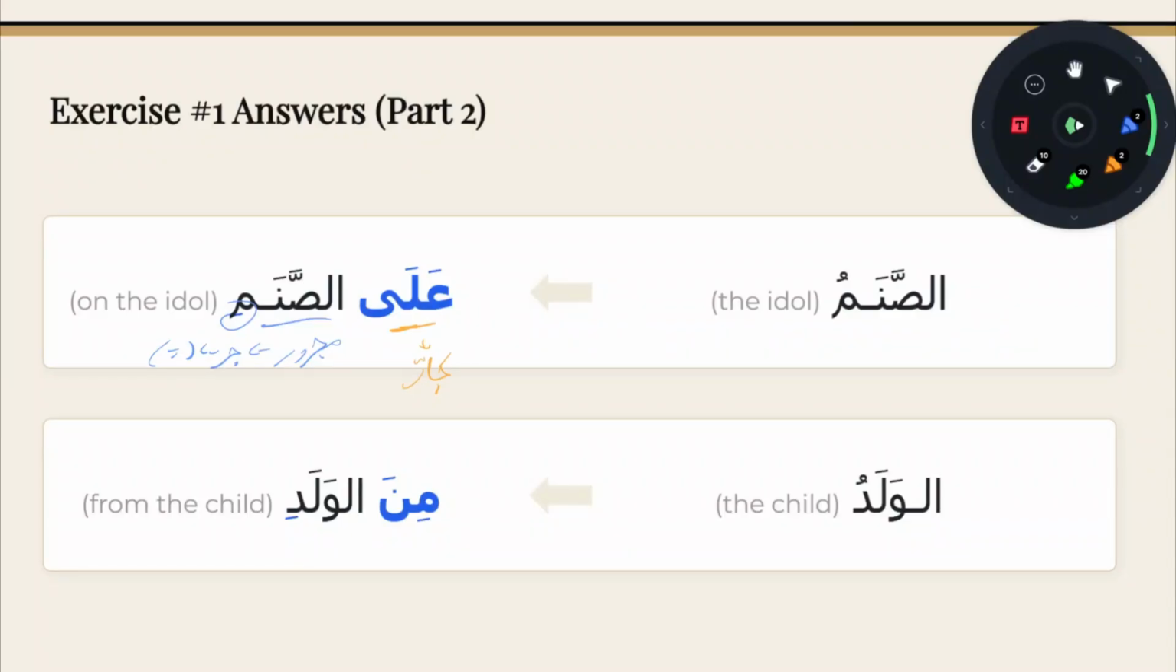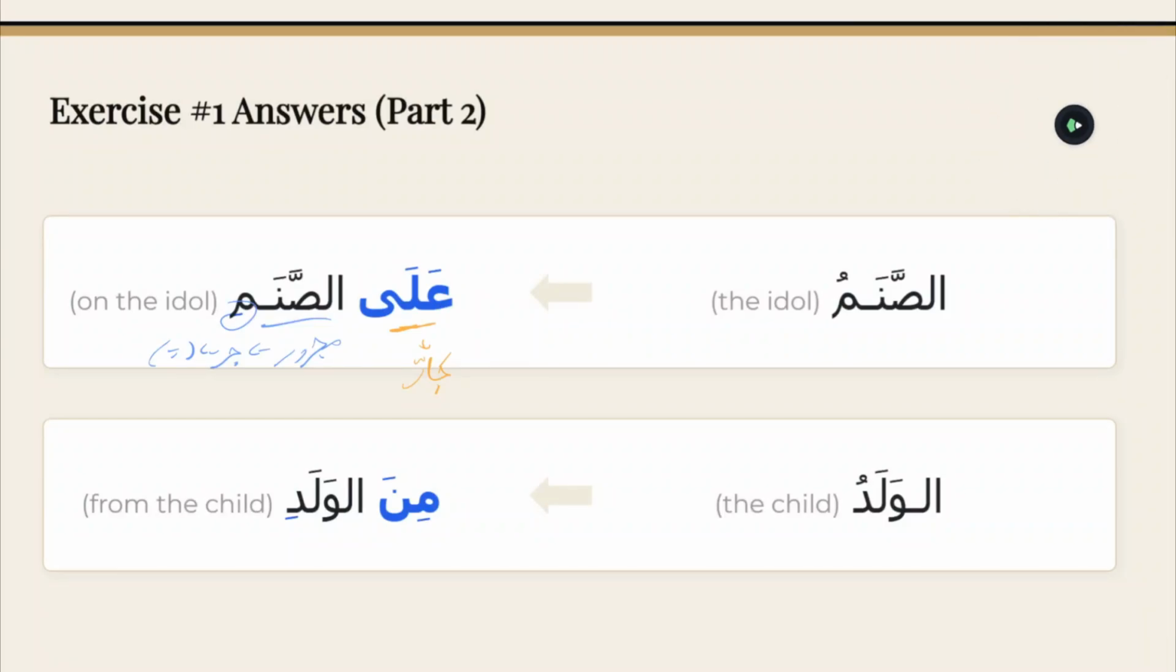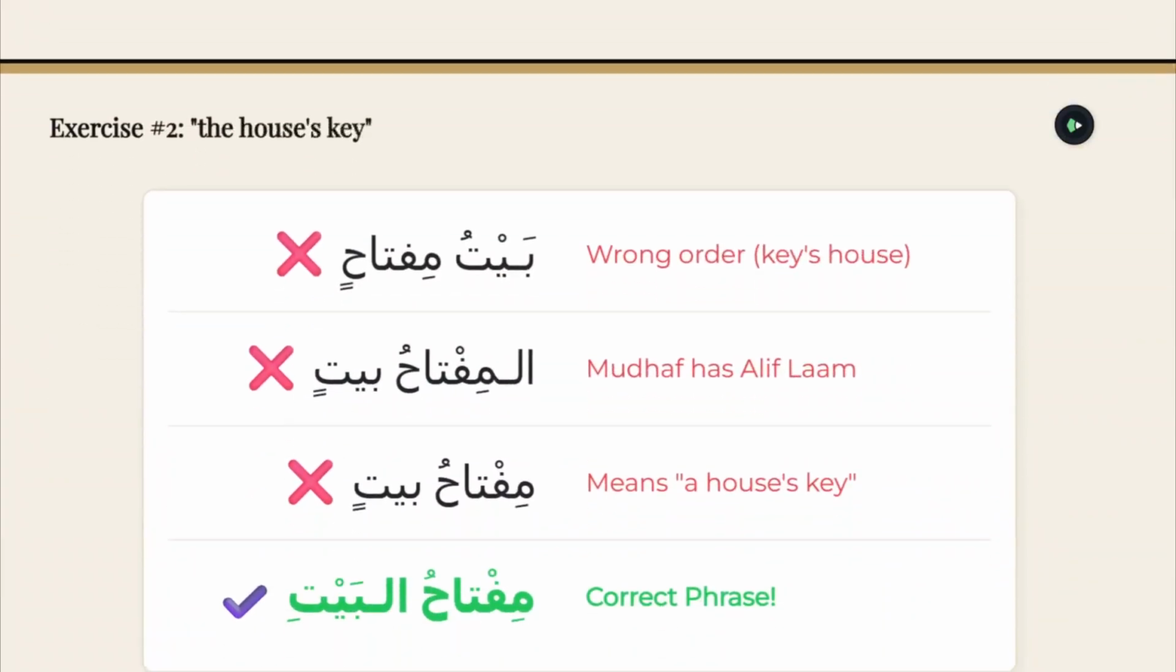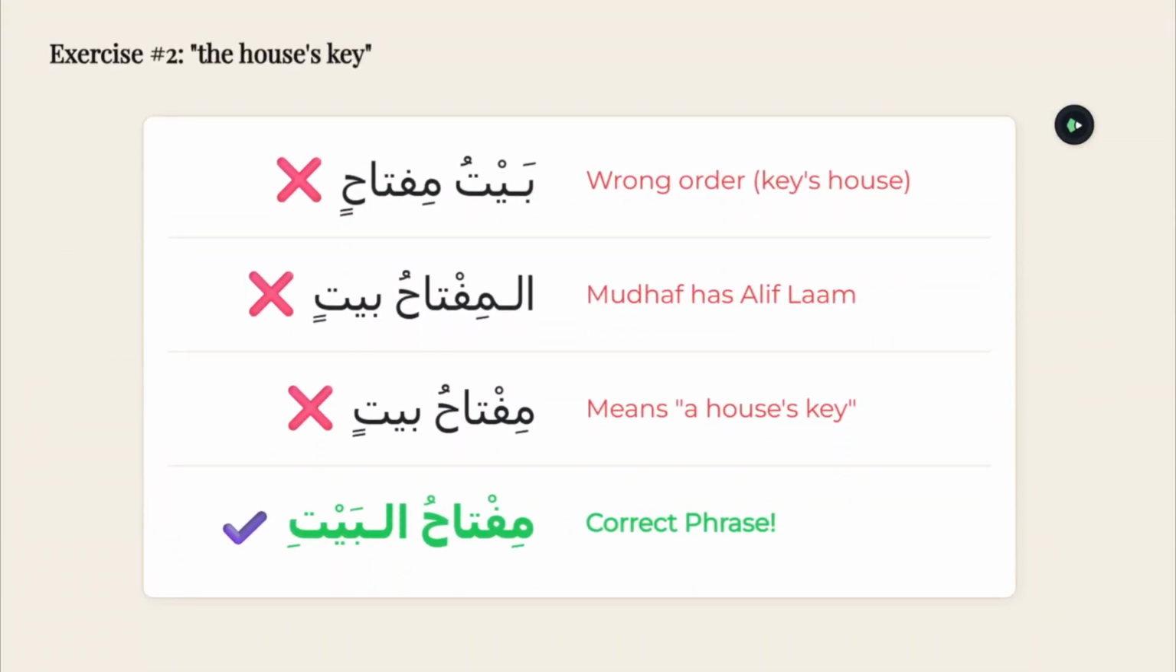Al-waladu means the child. Min al-waladi, you can apply jar majrur by yourself. Min is harf al-jar or jar. Al-waladi is majrur, and majrur is a role that falls under the position of jar, and jar is reflected by a kasra. All right. Exercise number 2 is a mudaf mudaf ilay exercise.